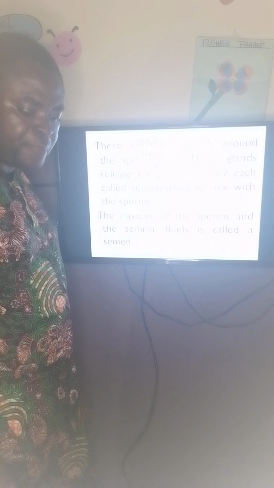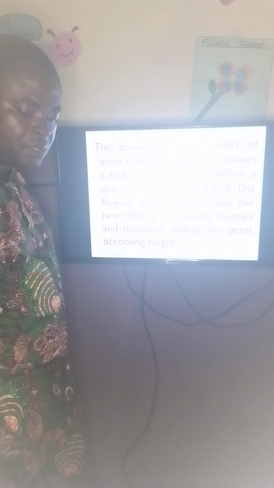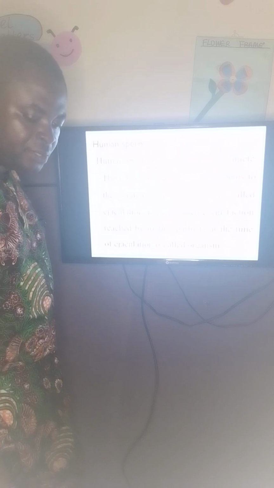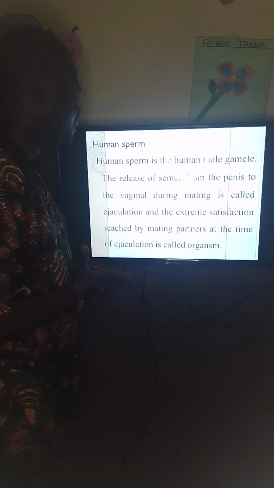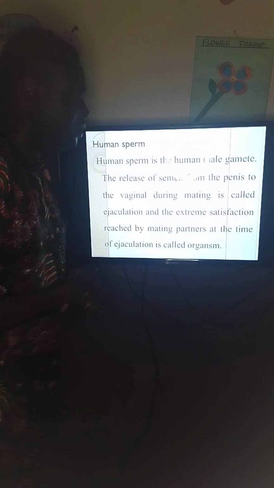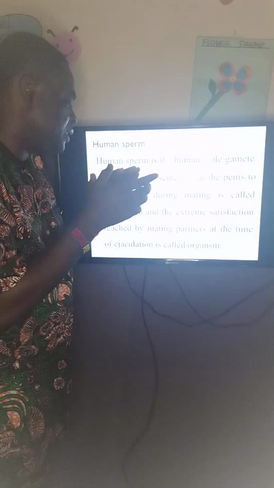Now let's move on to talk about the sperm. I've written notes about this. A human sperm is the male gamete. So, the release of semen, which contains sperm, from the penis to the vagina during mating is called what? Ejaculation. And the extreme, very sensitive, satisfactory end of ejaculation during coitus is called orgasm.